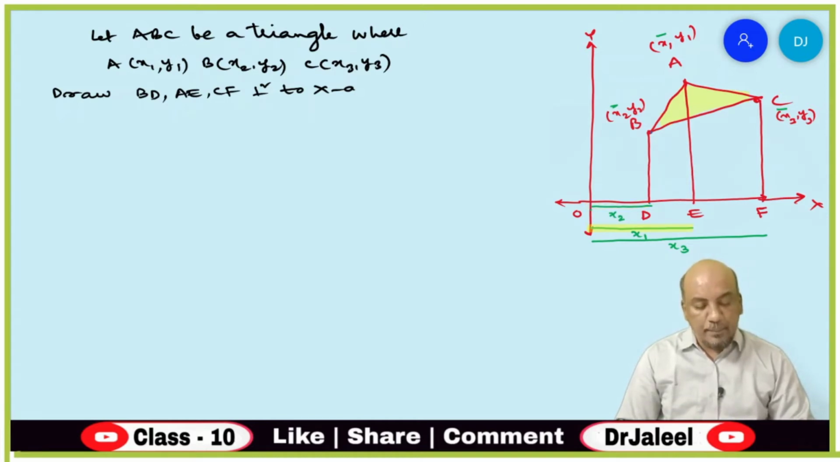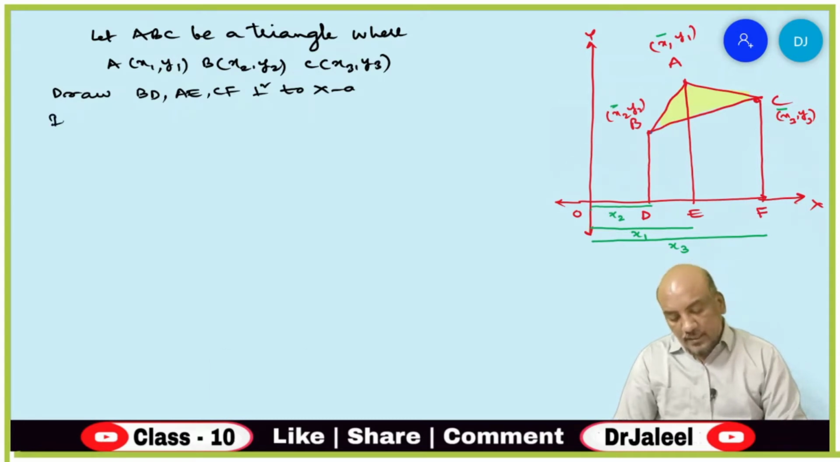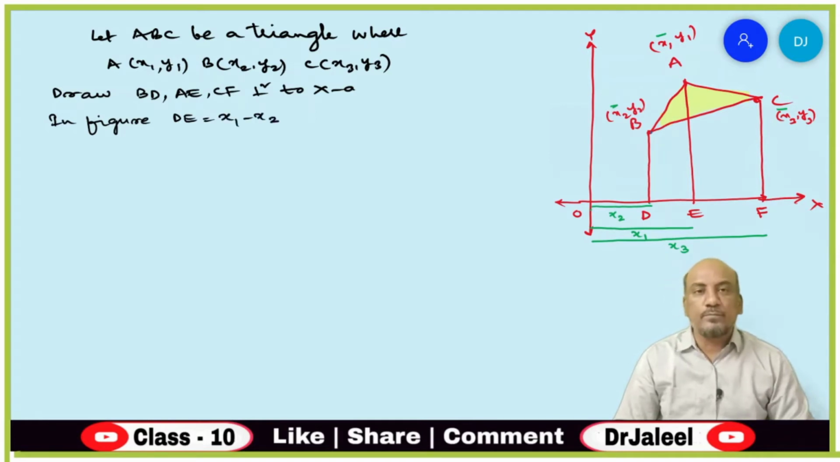So let us parallelly mention it there. In the figure, tell me children, what we were discussing about. DE is equal to x1 minus x2. Then now how do you get this EF?